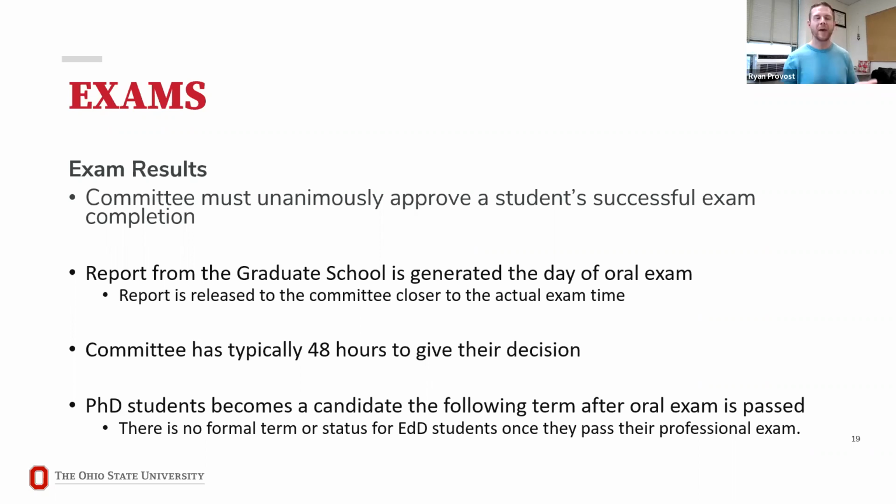And then once you pass, you become a candidate the following term. So if you were to pass this semester, this spring semester, you would become a PhD candidate in the summer term. That is for PhD students specifically. EdD students, you don't become a candidate, you just move on to that next step, but you're still an EdD student. That makes sense.